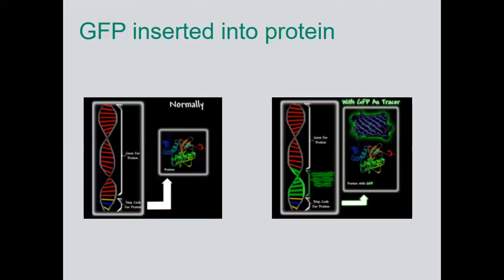Here is a picture showing how GFP is inserted into the protein. Normally, with the protein alone, you cannot see it under the scope. But when we insert the GFP as the tracer into the protein, it will show green light under the fluorescent scope.